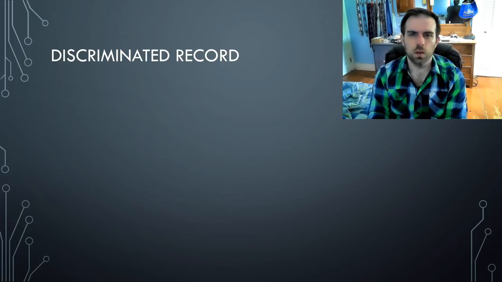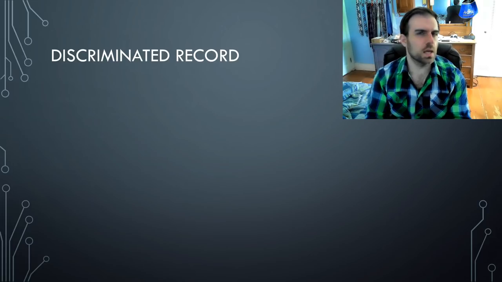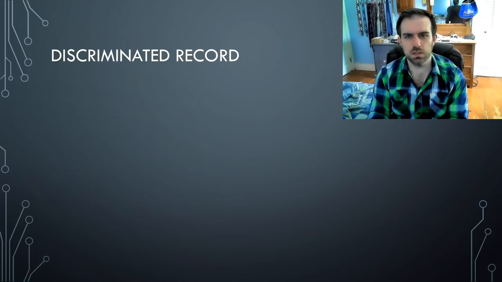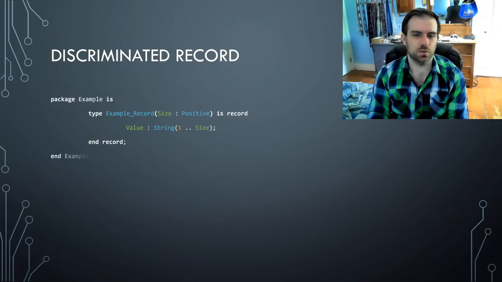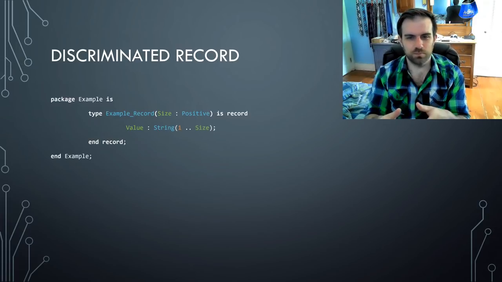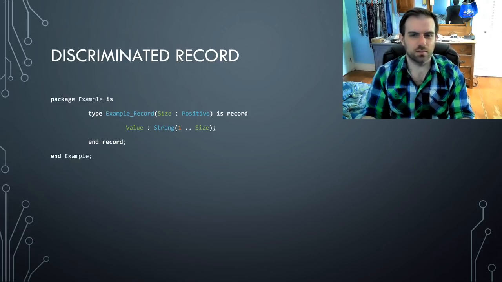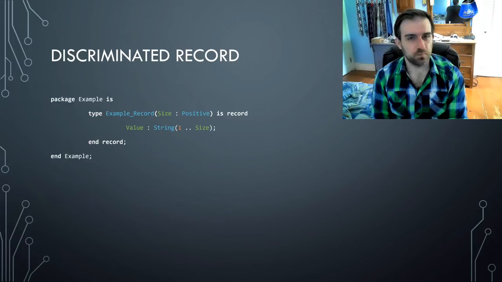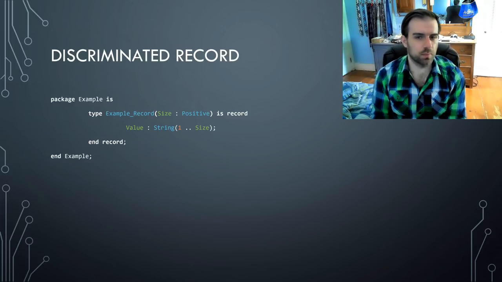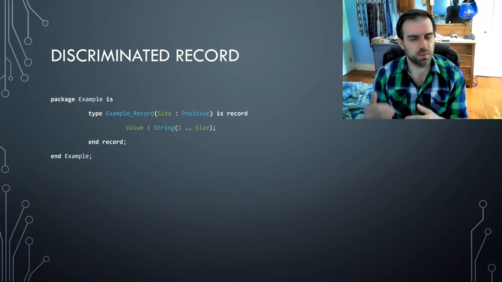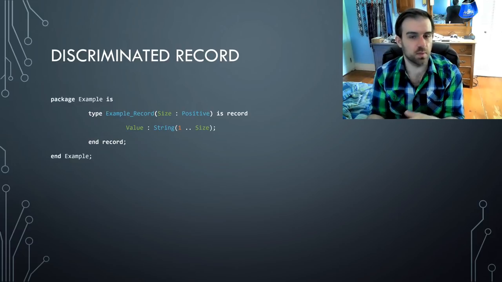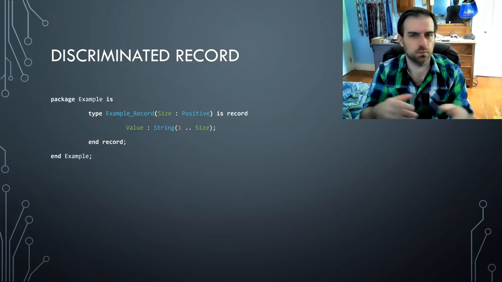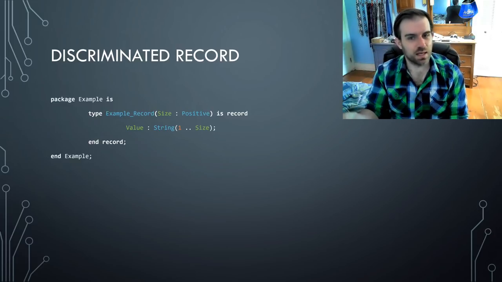One of the first variations of records you can have is the discriminated record, which for the most part is going to look basically the same, but you'll notice that there is actually a size parameter property that's in a weird place. Now, you can still access size like any other property, but it's placed immediately after the type name. And when you declare values of this type, of this example record, if you have an E of example record, you need to put in the size as well.